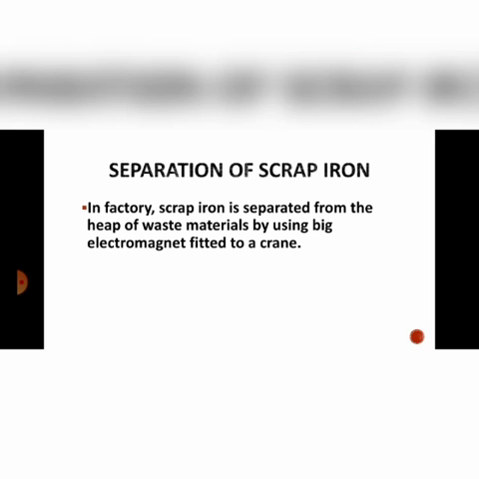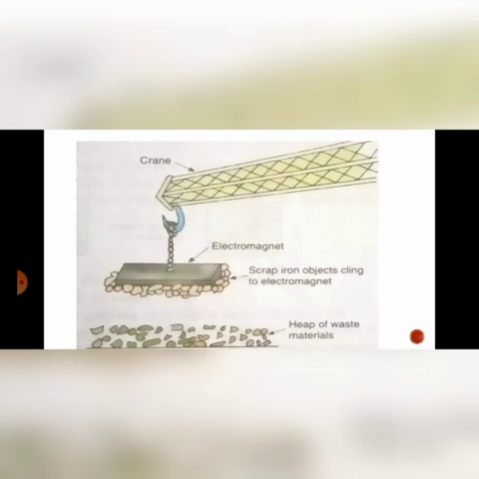Separation of scrap iron. Waste materials supplied to factories contain a number of scrap metals including iron. So in factories, scrap iron is separated from the heap of waste materials by using big electromagnets fitted to a crane. A crane fitted with an electromagnet is used for this purpose.